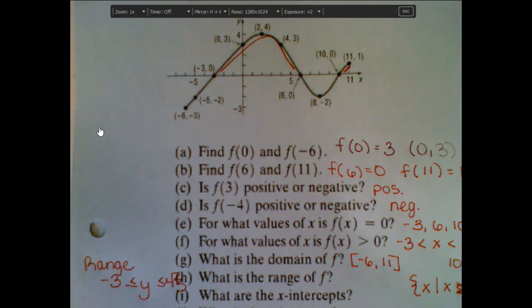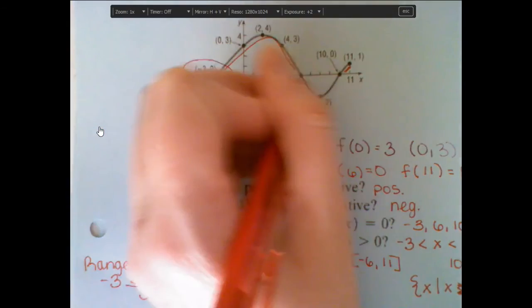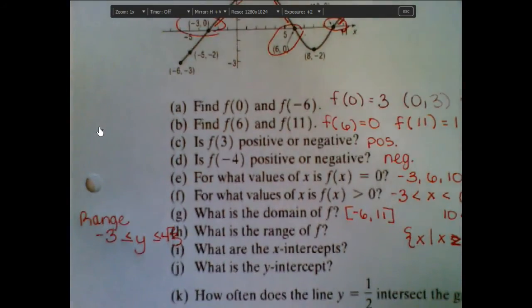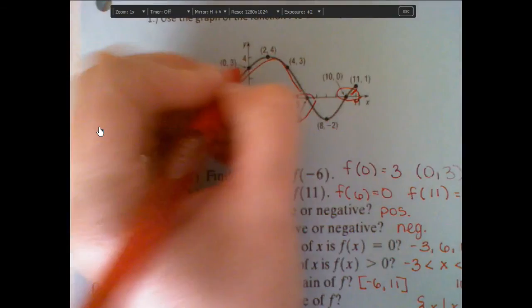X-intercepts, that's where it crosses the x. So here, here, and here. Y-intercepts, that would be here.